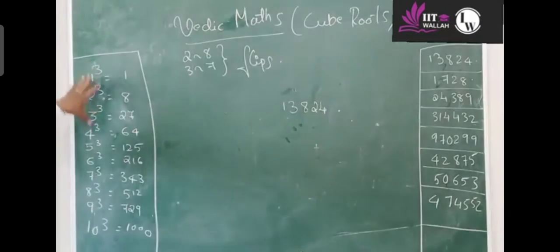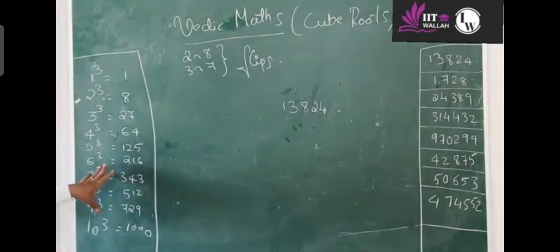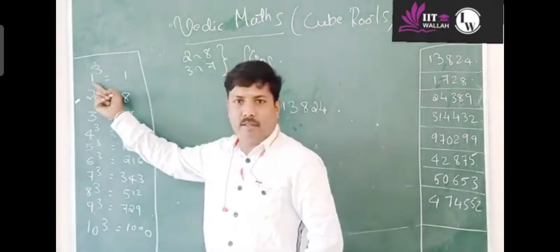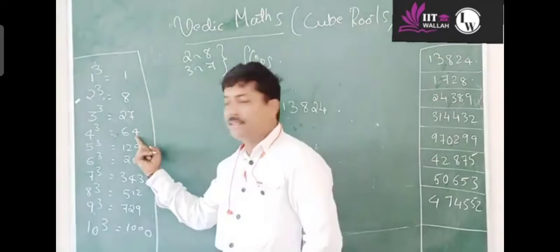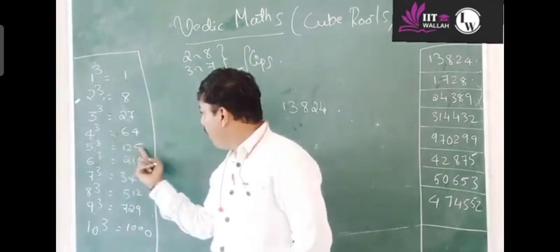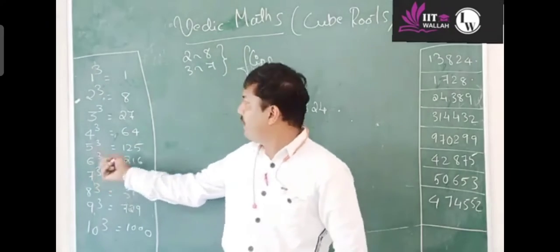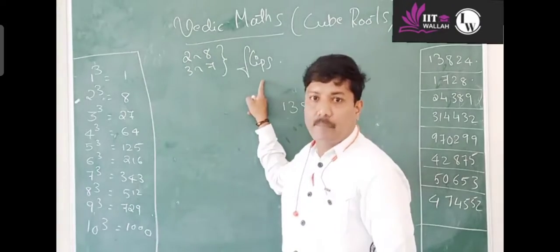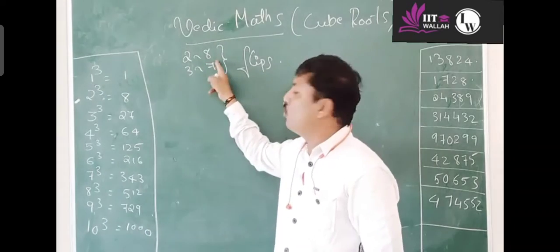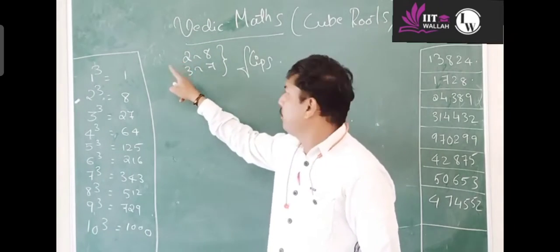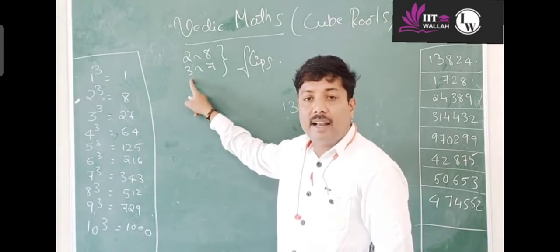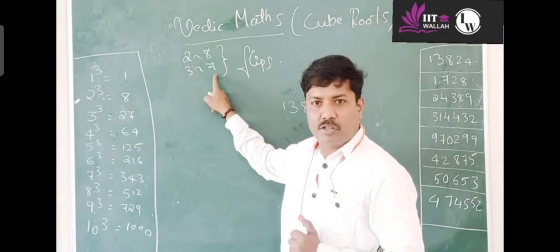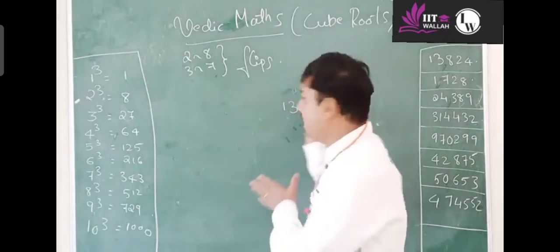You observe this table. From this table you can understand that if any number ends in 1, its cube root also ends in 1. If any number ends in 4, its cube root also ends in 4. 5, 5, 6, 6. The only difference is 2 and 8, 3 and 7 flip. That means if a number ends with 8, its cube root ends with 2 and vice versa. If a number ends with 3, then its cube root ends with 7 and vice versa. Okay? Understood clearly? Okay. So now we will check this number.